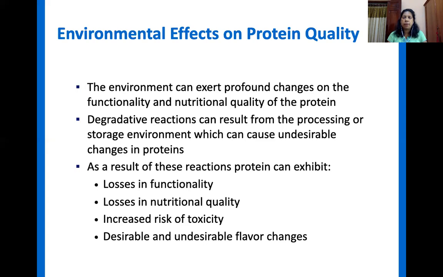Okay, as you have given some answers, I am going to explain these four points. Loss of functionality. What is functionality? Functionality means hydration, that is solubility, which is one function. Gelation is one function. Foaming is one function. And then viscosity, cohesion and adhesion, the linkage with each other, and surface tension, those things are the functionality. Those things can be lost because of the environmental effects.